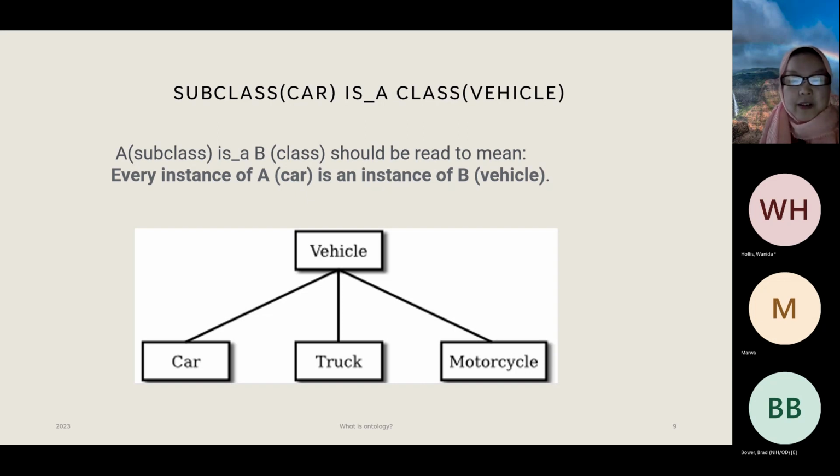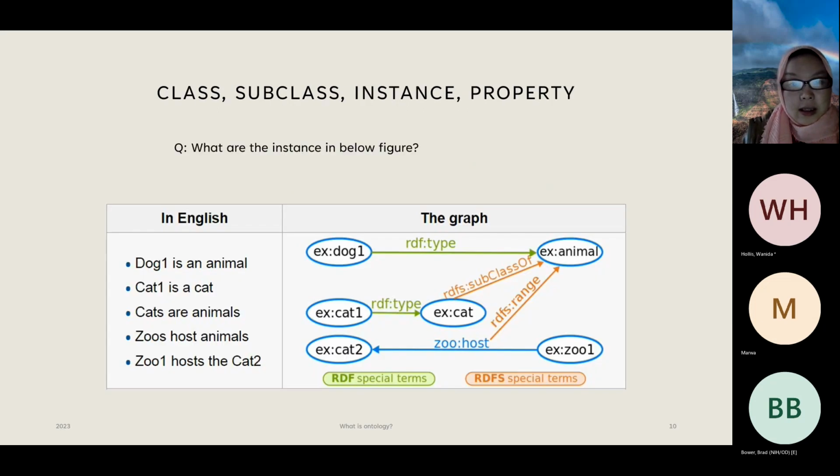When we define subclass relationships in an ontology, we always ask: if I create this subclass, will an instance of this subclass always be an instance of the mother class that I want to build it into? This will always be an important question. And then, what is an instance and a property in the sense of an ontology? Down here, I want you to think about the question: what is an instance in this figure? We have animal, we have cats, and we have zoo.